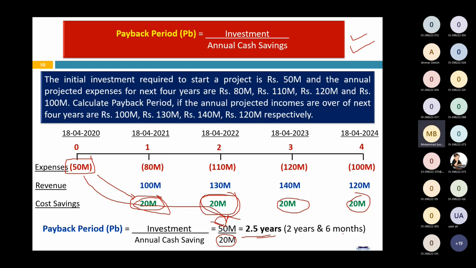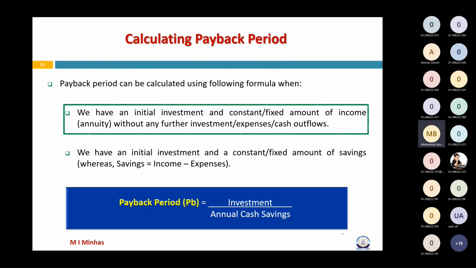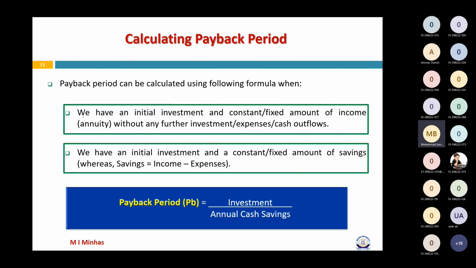Okay. Done. So now we covered these two scenarios. The one scenario was we have an initial investment and a constant fixed amount of income. And in the other case, we had an initial investment and then a fixed amount of savings. And savings means we subtracted expenses from the income. Correct? In both cases, we can use this formula to calculate the payback period. One part is done.